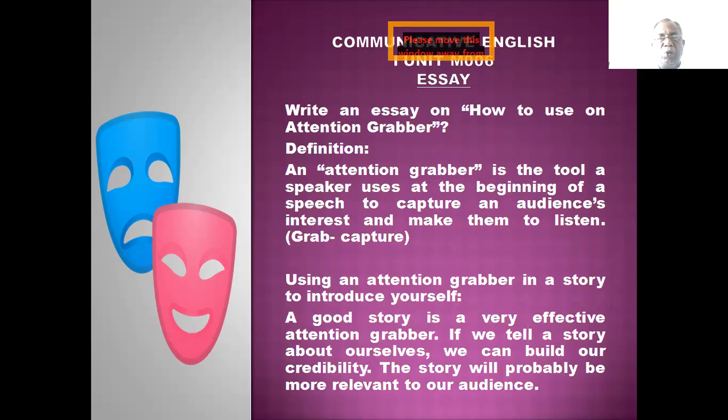How do you arrest their attention? Good afternoon, good evening, and good morning. After that, ladies and gentlemen, elders, brothers, parents. By a process like that you can grab attention. So I repeat the definition. An attention grabber is the tool a speaker uses at the beginning of a speech to capture an audience's interest and make them listen.